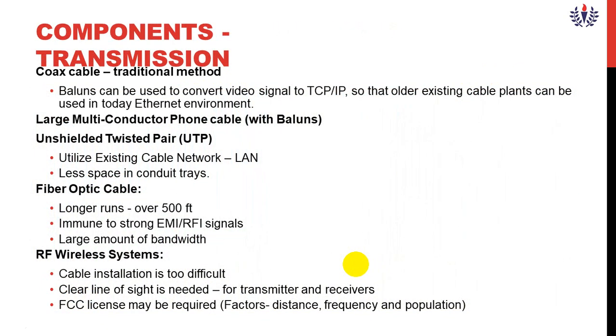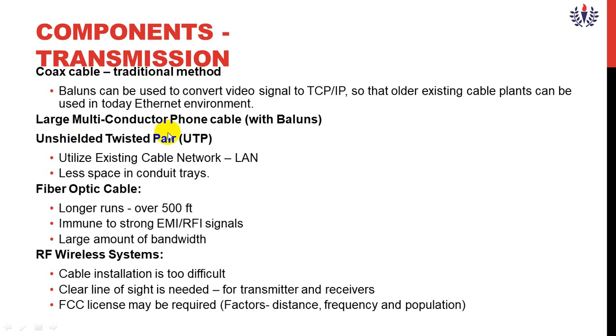I already mentioned that to take images and transfer them from one part to another, you need a cable, which means coaxial cable. This coaxial cable can also be operated in an Ethernet environment. What are the different types of cables? There are three types. One is large multi-conductor phone cables, one is for television systems.